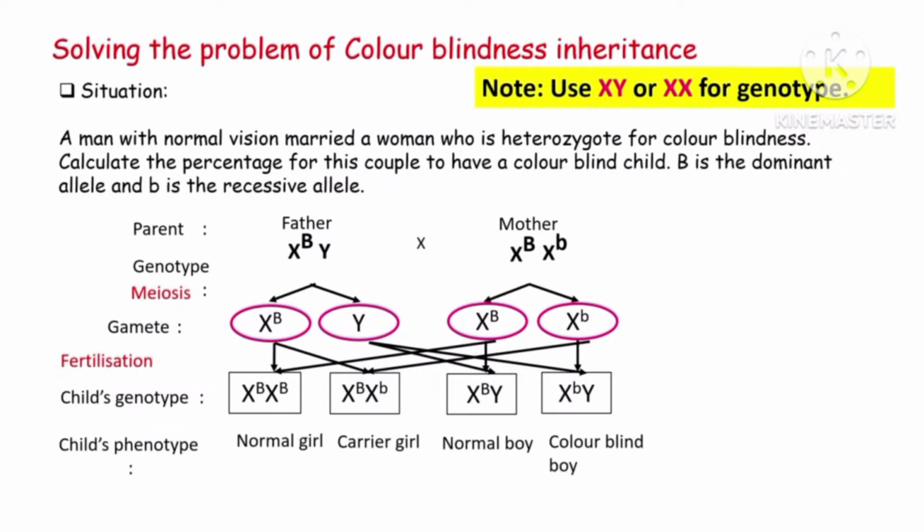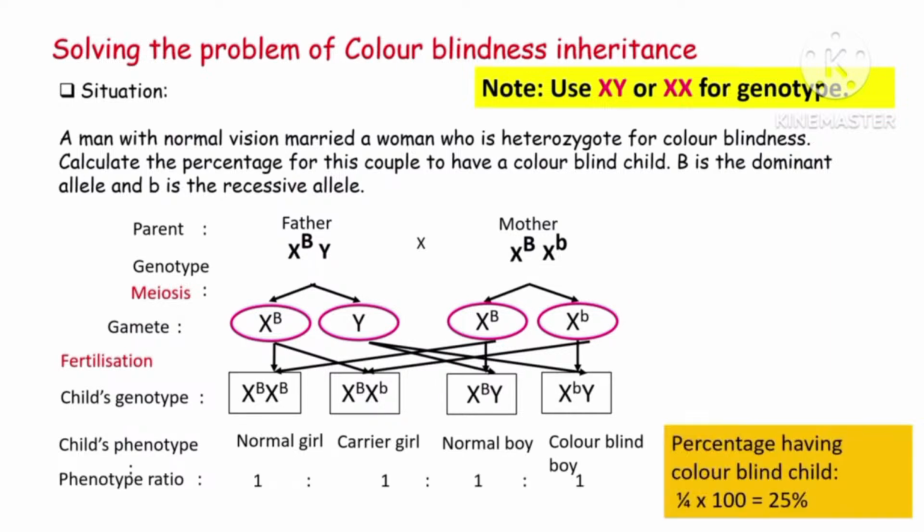So from here, you can see you have one normal girl, one carrier girl, one normal boy, and one colorblind boy. So these are the ratio. To calculate the percentage, it will be 1/4 times 100. So the answer is 25%.